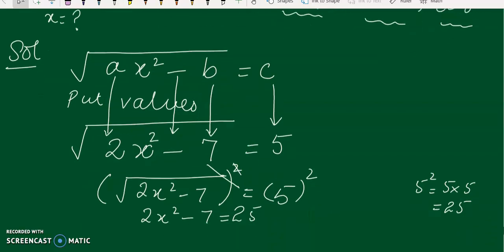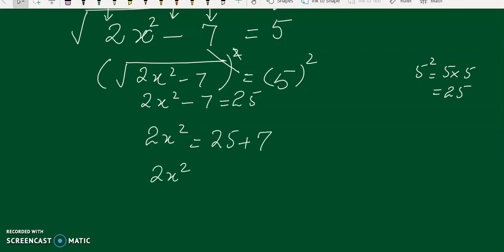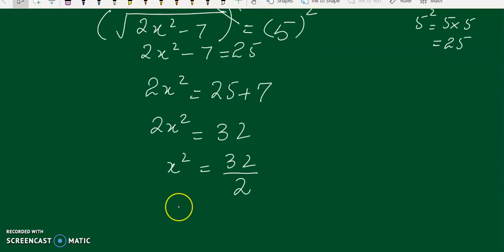Now we solve it further. Now the 7 is being subtracted over here, so when it will go to the other side it will be added. So we get 32. Now 2 is being multiplied with x square, so on the other side it will go and will be divided. Now we get x square is equal to 16.